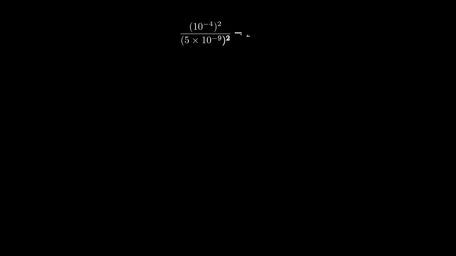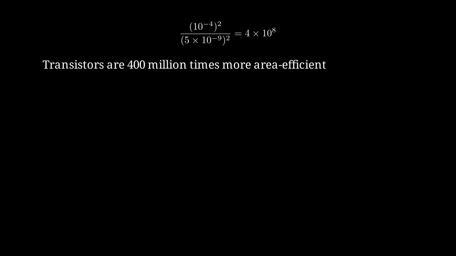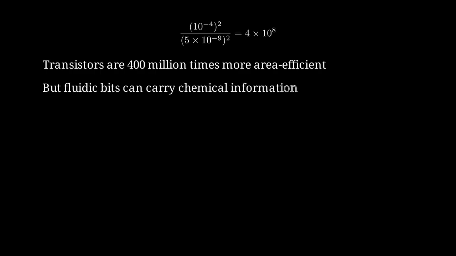The area ratio is 10 to the negative 4 squared, divided by 5 times 10 to the negative 9 squared, which equals 400 million. Electronic transistors are roughly 400 million times more area efficient for storing and processing information. However, fluidic bits can carry chemical information, like the identity and concentration of molecules, which electronic bits cannot.